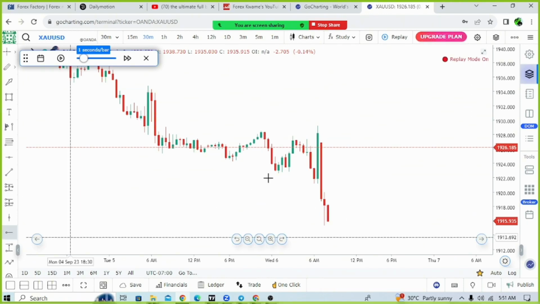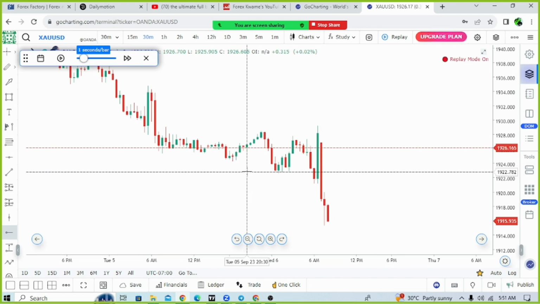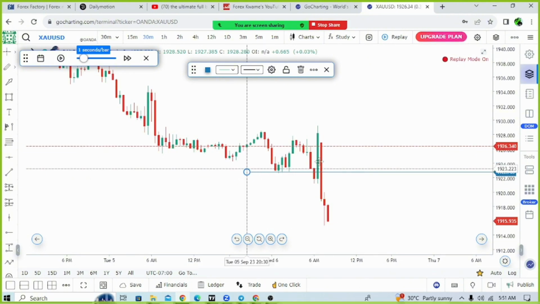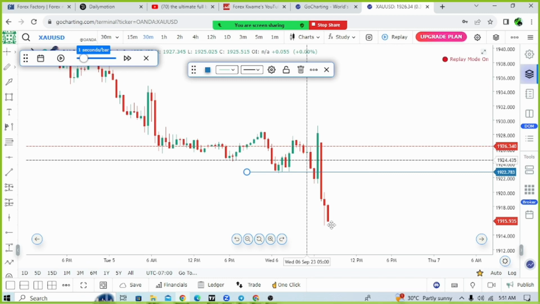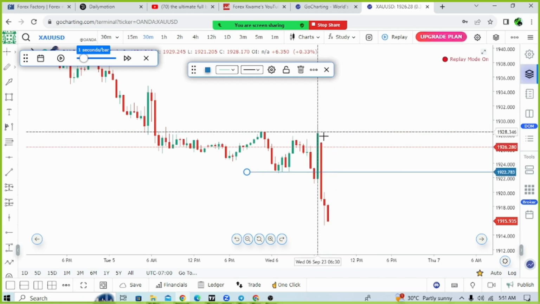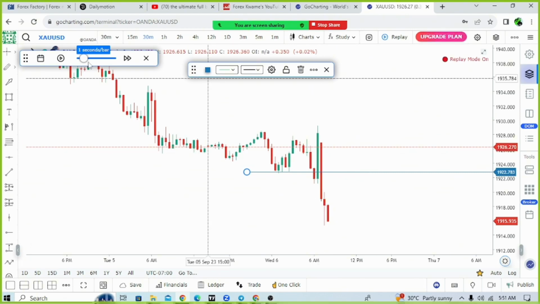Okay, I want to mark it for you to know that we have a break of structure. I've broken this structure right here, guys. So the market came here, broke the structure, and then continued the sales, okay. So we are going to mark this zone right here as our supply zone, okay.